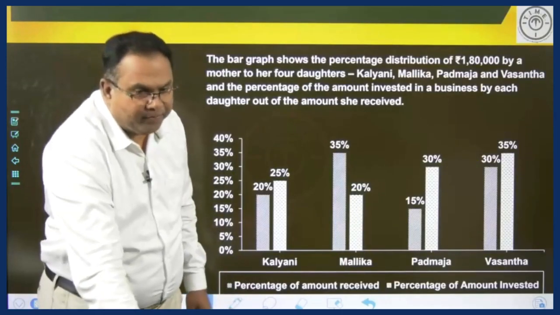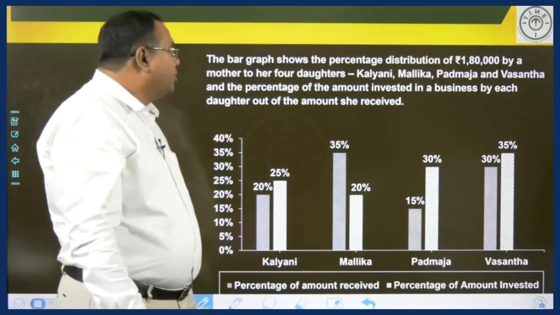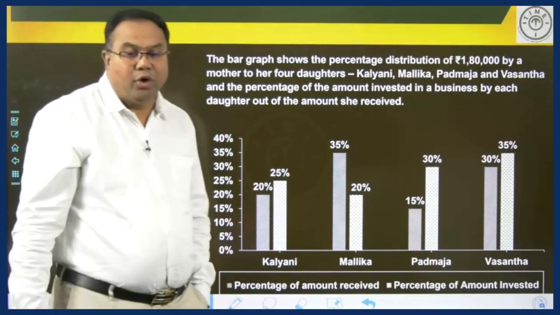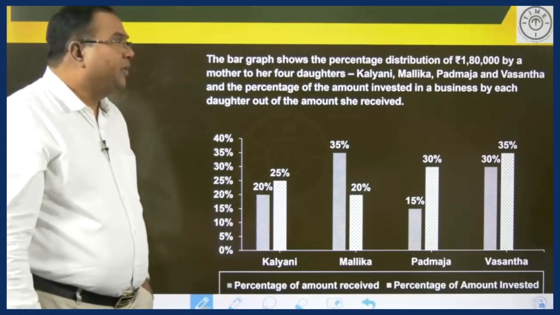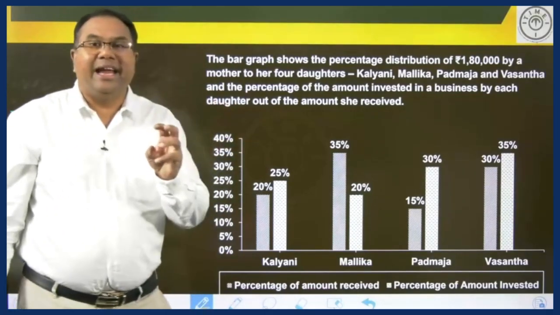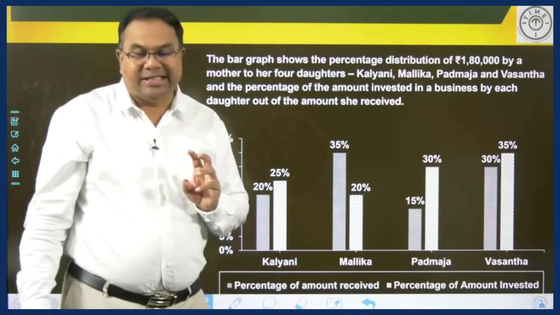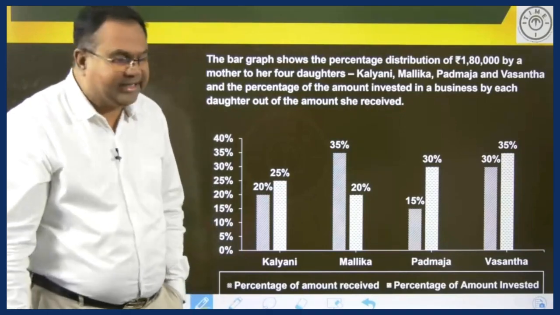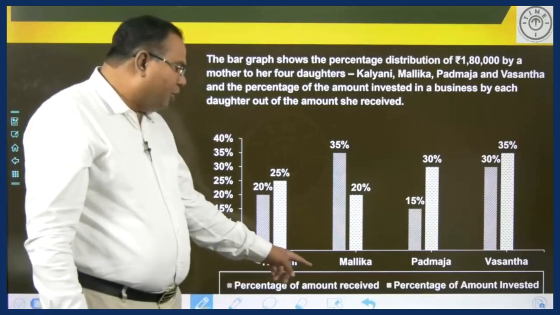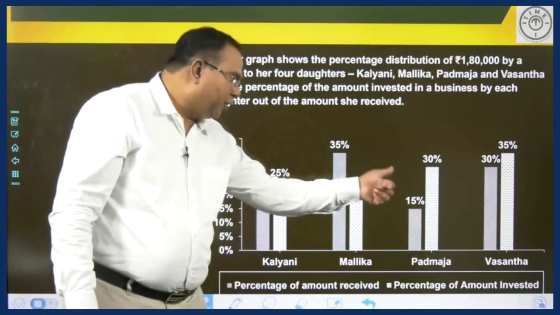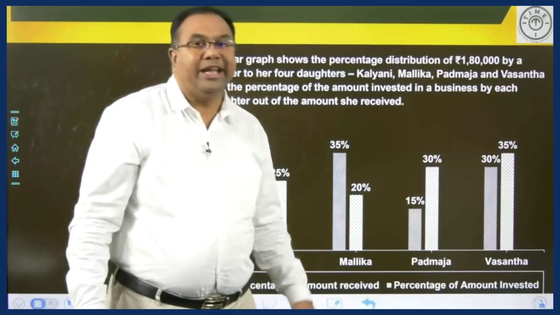Let us look at the graph first. The bar graph shows the percentage distribution of 1,80,000 by a mother to her 4 daughters, Kalyani, Mallika, Padmaja, Vasanta. Mother is distributing this 1,80,000 to her 4 daughters, right? And the percentage of amount invested in business by each daughter out of the amount she received. What does the first bar represent? The percentage of amount received by each of the 4 daughters. The second bar, the dotted one, represents the percentage of amount invested.